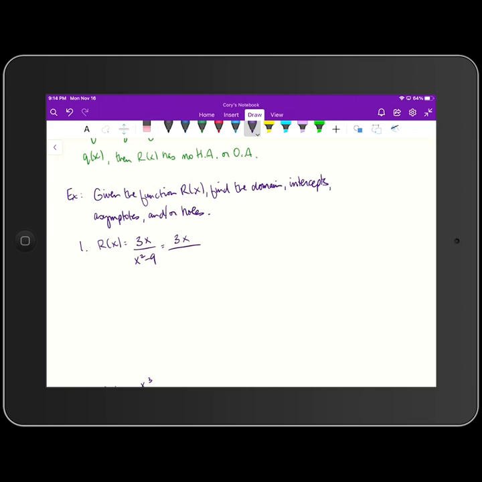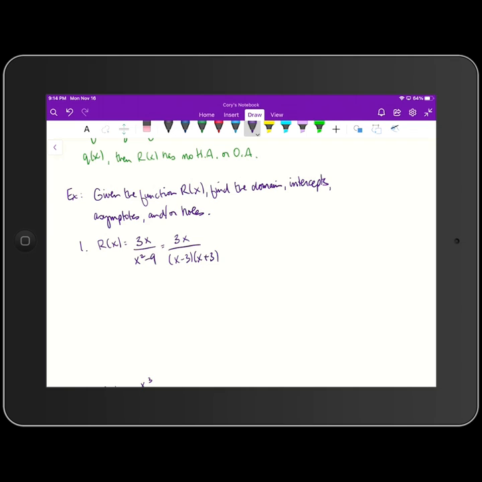So the numerator is already factored, it's 3x. The denominator, x squared minus 9, that's the difference of two squares. That's going to factor to x minus 3 times x plus 3. Okay, so let's just work through this in order here.